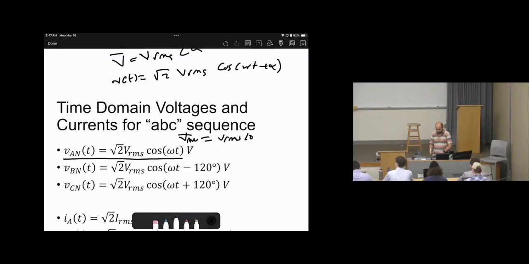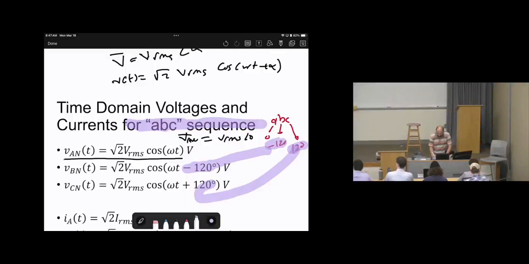Okay? How about phase B? I'm assuming it's positive sequence. Since positive sequence, A has angle 0, B has angle negative 120, C has angle positive 120. That explains why we have angle negative 120 here and angle positive 120 here. Other than that, they are the same, just phase AN, VBN, VCN.